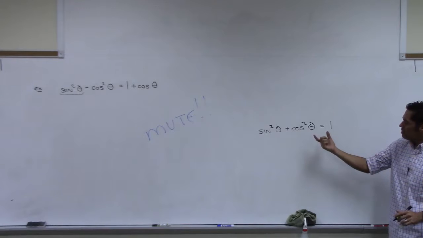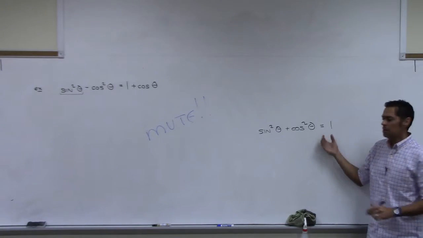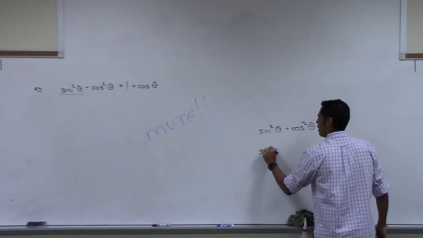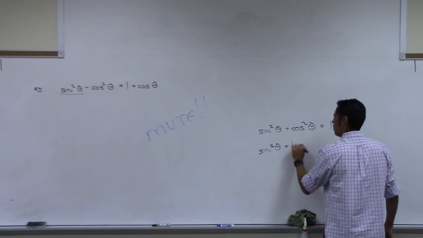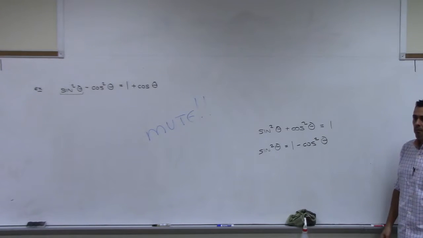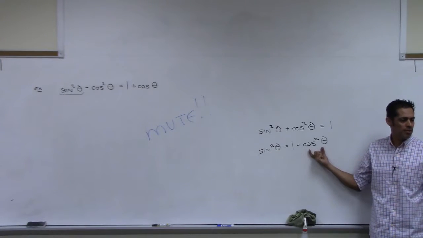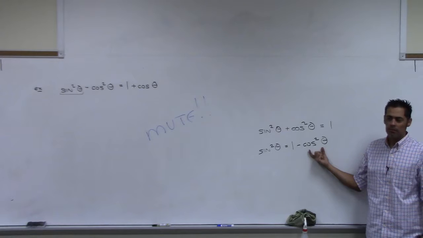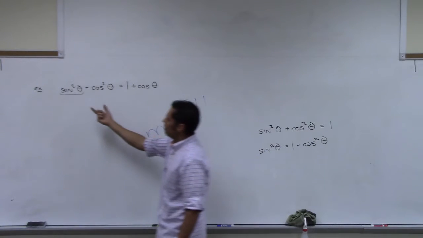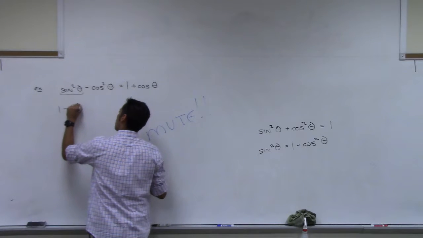So can I actually solve this identity for sine squared theta? If I solve it for sine squared theta, I'm left with 1 minus cosine squared theta, right? That means anywhere you see sine squared theta, you can replace it with 1 minus cosine squared theta. So why don't I just come back up here and replace that with 1 minus cosine squared theta.